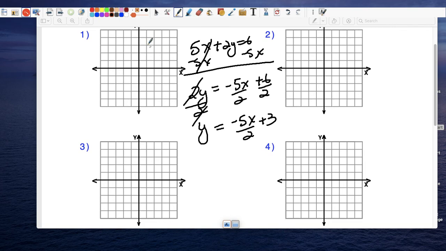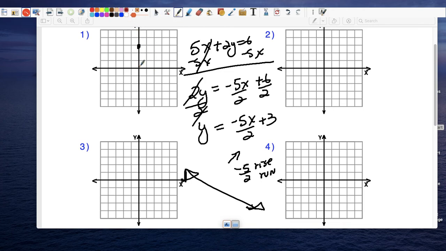So the y-intercept is at 3. It's going to cross the y-axis at 3. It's a negative slope, so my line looks like this. From left to right, it's going to go down. Let's find one more point. So if it's -5/2, that's my rise, and then the run. So up and down is going to go 5, and then left and right is going to go 2. Let's go down because there's more room.